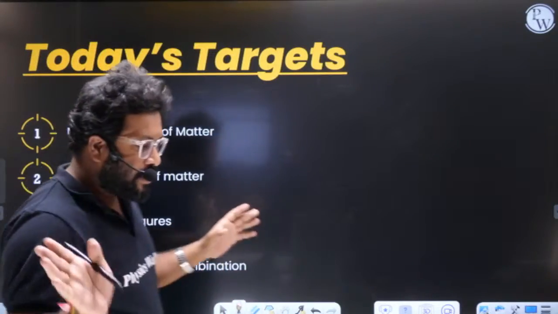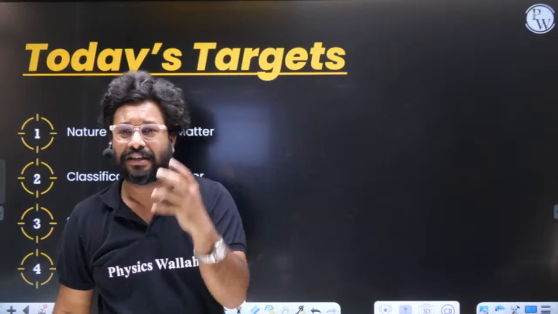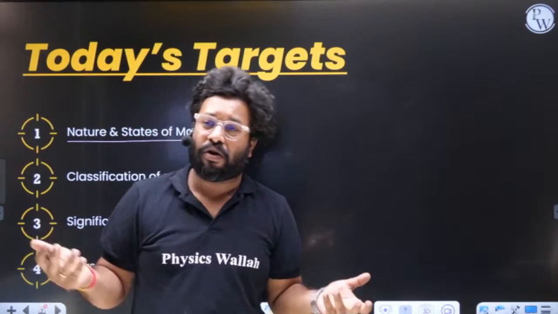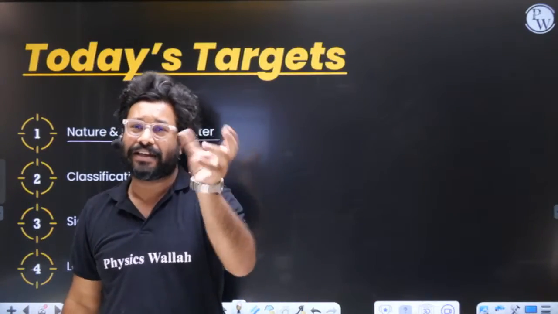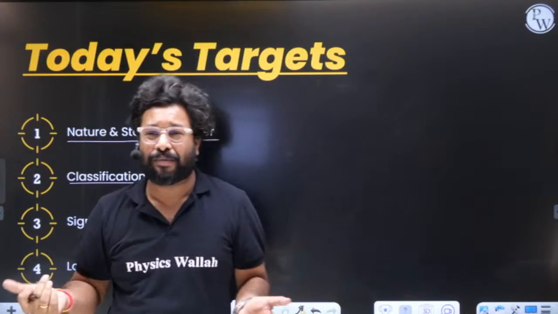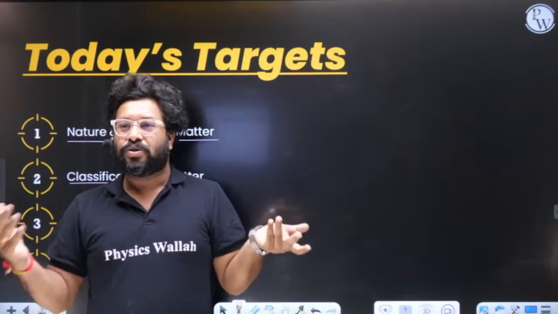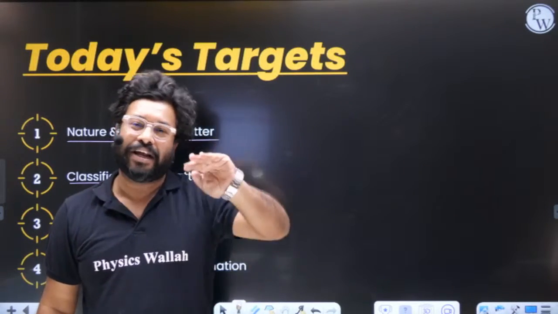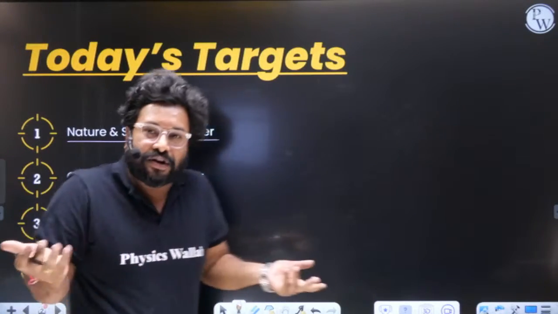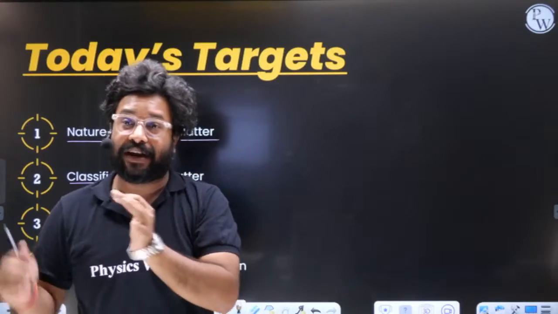As you all know, the very first chapter of chemistry, some basic concepts of chemistry, has some topics which state nature and states of matter. You must already be well aware of this, right? After that, we're gonna see classification of matter, which we had seen in the 9th and 10th standard as well. So we are not going to dive deep into it. But the topic which is completely new to you, which you have not studied in 10th, is significant figures. Significant figures we're gonna see.